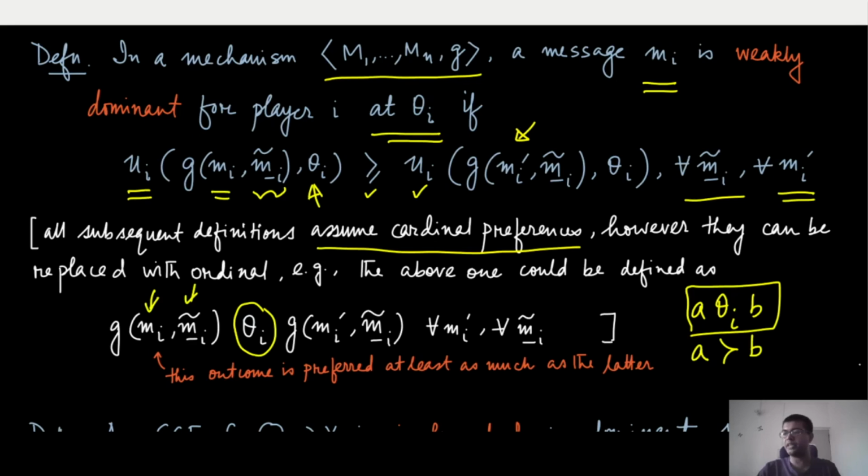So using this notation here, what we are saying is that if you pick this m_i and the other players are picking m_minus_i tilde, then this is the outcome that you are going to get. Because this is the mechanism, g is going to take those messages and pop out the outcome. That outcome will be more preferred than the outcome if you have moved to m_i prime. And this should also hold for all m_i prime and also for all m_minus_i tilde. So this is the restatement of the same weak dominance in the context of ordinal preferences.